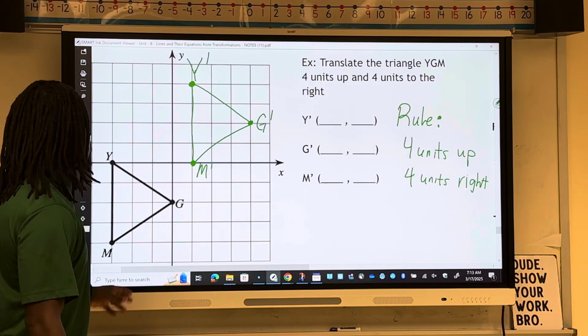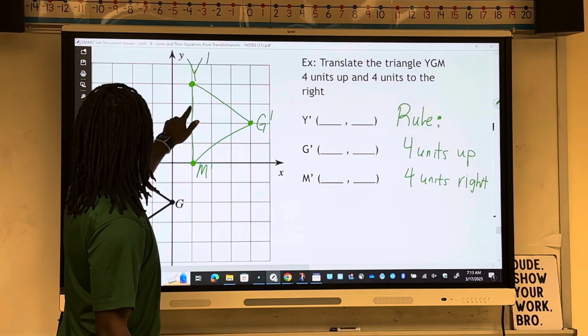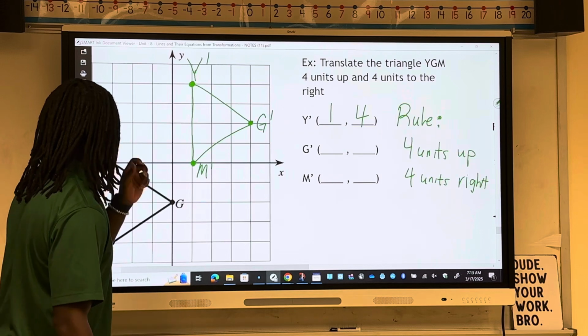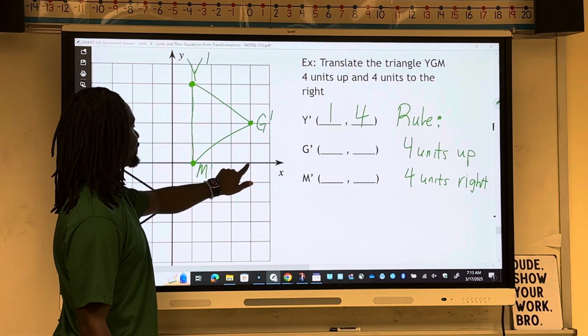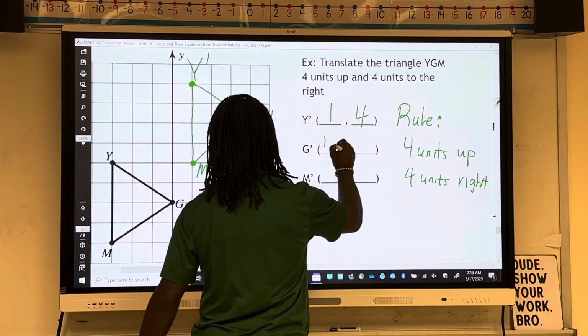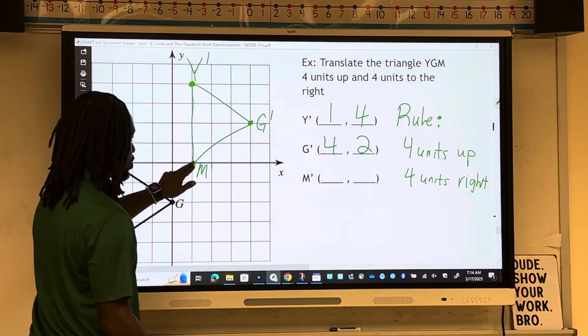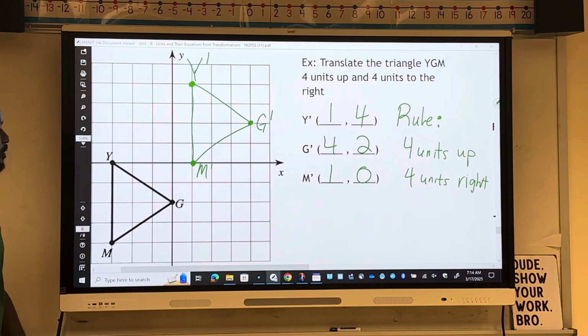Now we have to figure out the coordinates. Start at the origin, over 1, up 1, 2, 3, 4. So Y is 1, 4. G, start at the origin, 1, 2, 3, 4, up 2. So we are 4, 2. And then M, start at the origin, go over 1, and then up 0. All right, so there you have it.